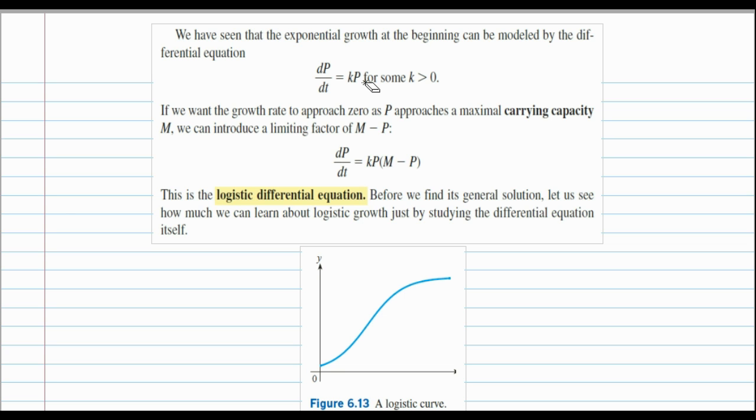If we want the growth rate to approach 0 as P approaches a maximal carrying capacity M, we can introduce a limiting factor of M minus P. So in other words, our growth rate would be increasing at first, but then the growth rate would approach 0 and level off if we have this M minus P factor. That's the logistic differential equation. That's how logistic growth is formed. So here's where we get to study logistic differential equations for logistic growth.